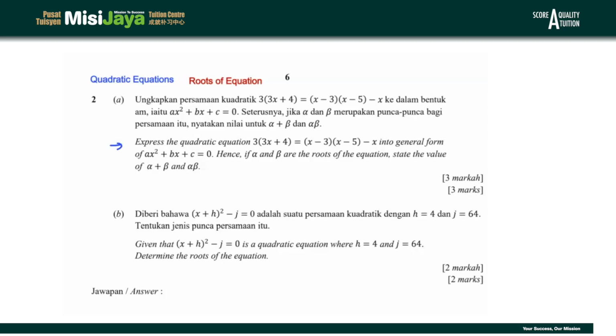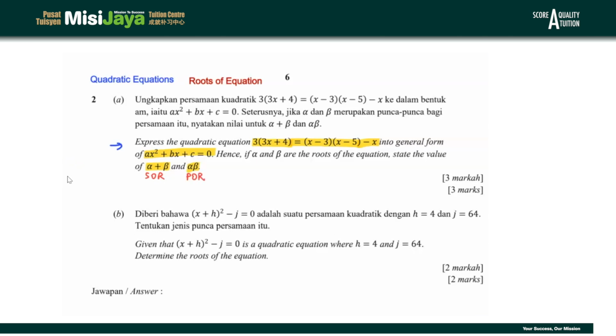So express the quadratic equation 3(3x plus 4) equals (x minus 3)(x minus 5) minus x into general form, which is ax squared plus bx plus c equals 0. So if alpha and beta are the roots of the equation, state the value of alpha plus beta and alpha beta. So alpha plus beta is the SOR, sum of roots. Okay, this is the sum of roots. And then alpha beta is the product of roots, POR.